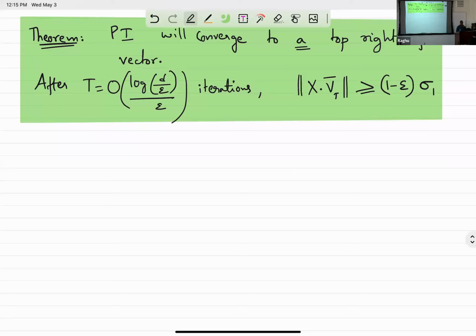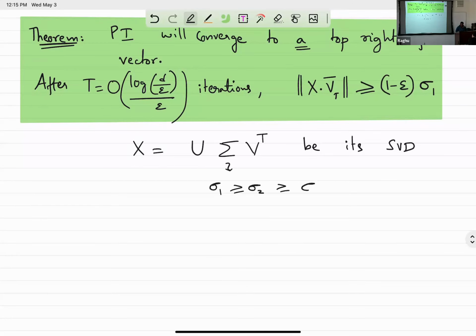And we don't know the singular value decomposition. That's why we're doing this. But in our proof, we can imagine we have it, try and compare what we are doing to the truth, and then see how well we converge to it. Okay, so suppose that this is the singular value decomposition of x, right? And the singular values are sigma 1 greater than or equal to sigma 2, greater than or equal to sigma 3, and so on.